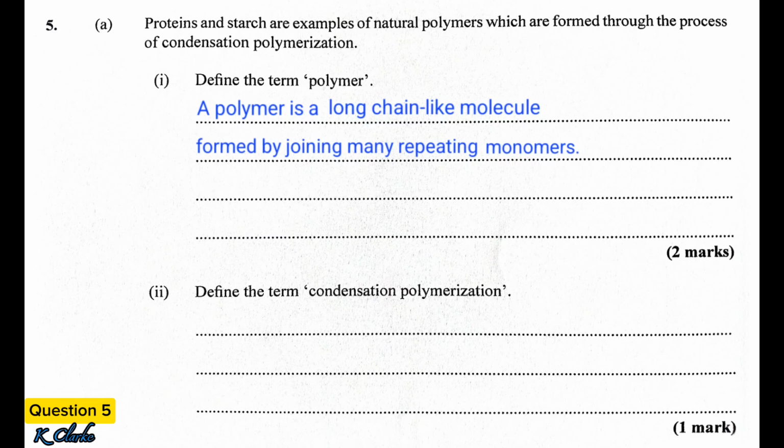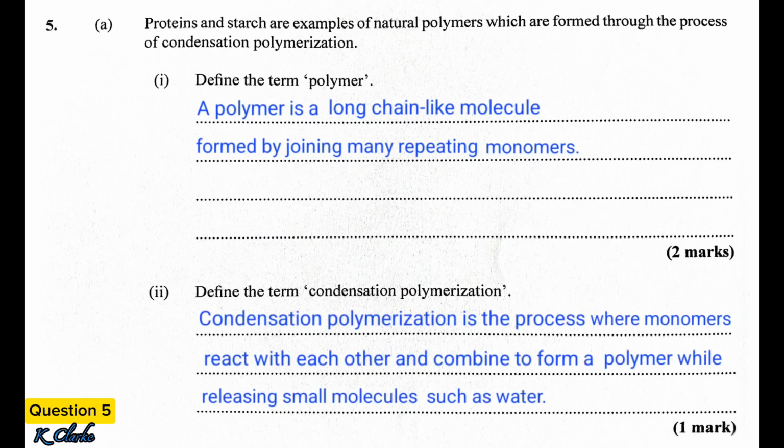Part 2. Define the term condensation polymerization. Condensation polymerization is the process where monomers react with each other and combine to form a polymer while releasing small molecules such as water.